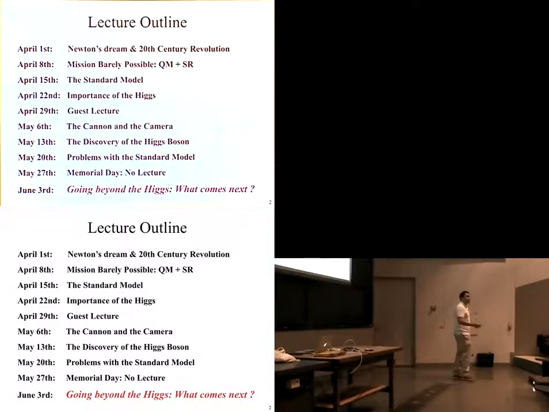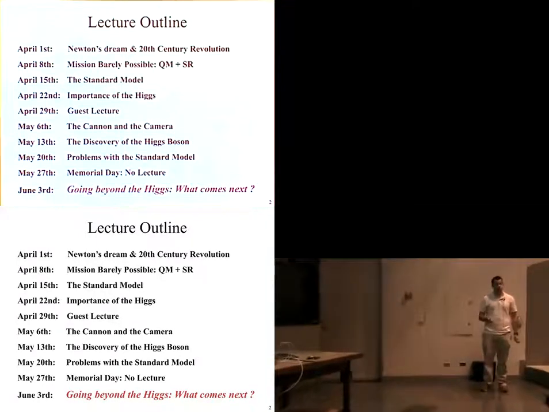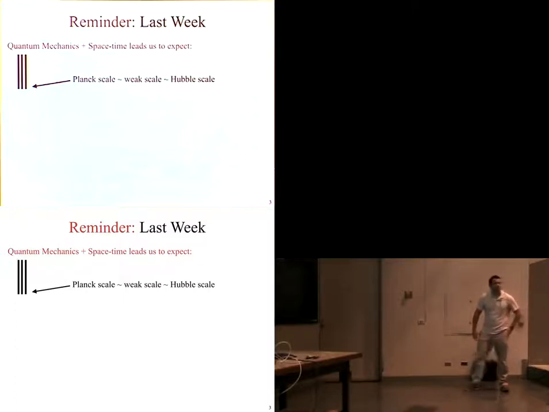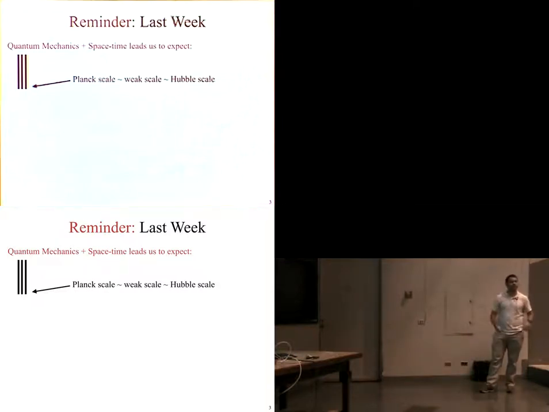So we've made it to the end. Last week we talked about problems with our picture of the universe with the standard model. And this week we'll talk about what a potential solution might be like, and we'll look in detail at some of those solutions and how we actually test them at the LHC.